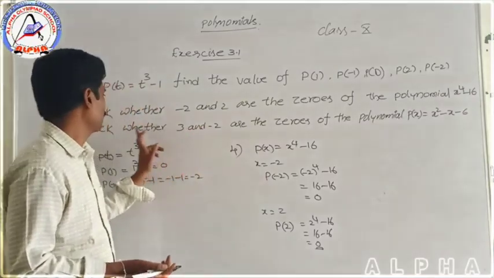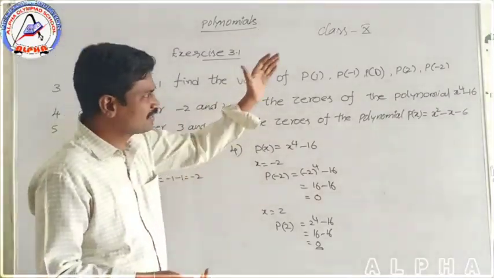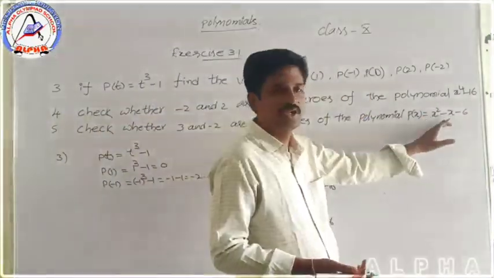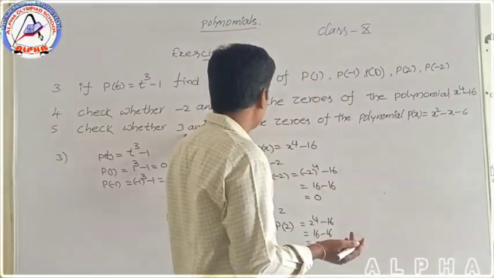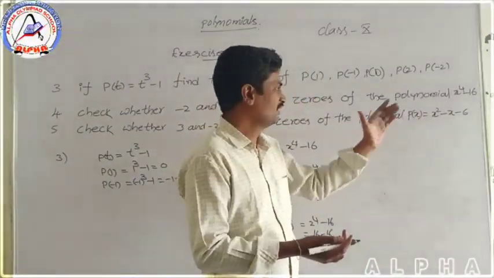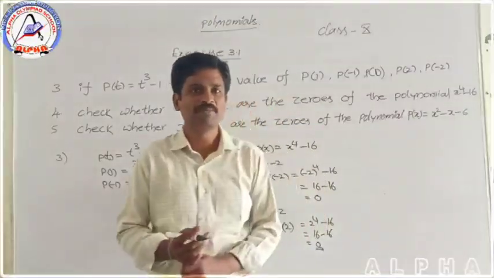This is also the same process. Check whether, that means we just have to find the value of the polynomial at x is equal to 3 and x is equal to minus 2. In the same process, we will solve this one. Complete all of this.